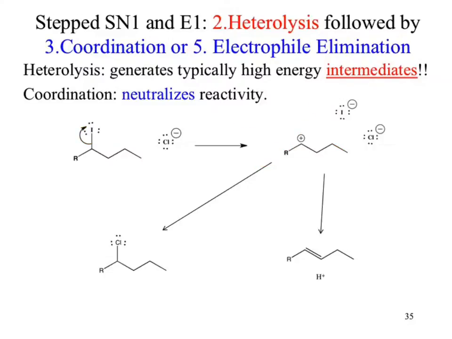The coordination will neutralize that reactivity by the chloride donating electrons. Okay? And that gets us our coordination. How does the electrophile elimination neutralize that high energy intermediate? That hydrogen is removed. We took the electrons that were in that bond and we turned them into the pi bond. And we have our electrophile elimination.